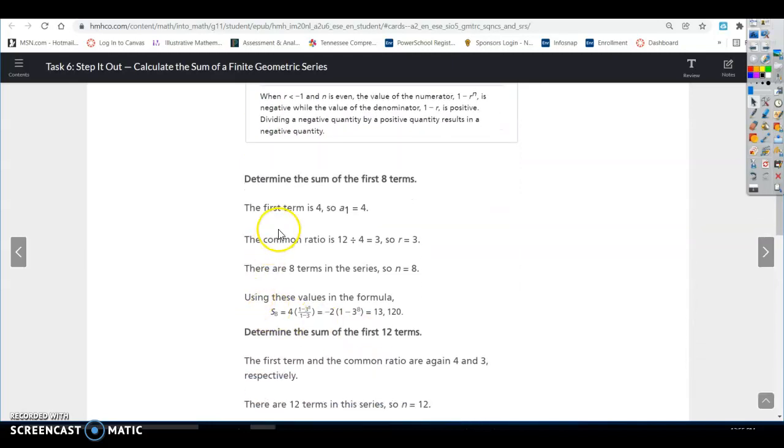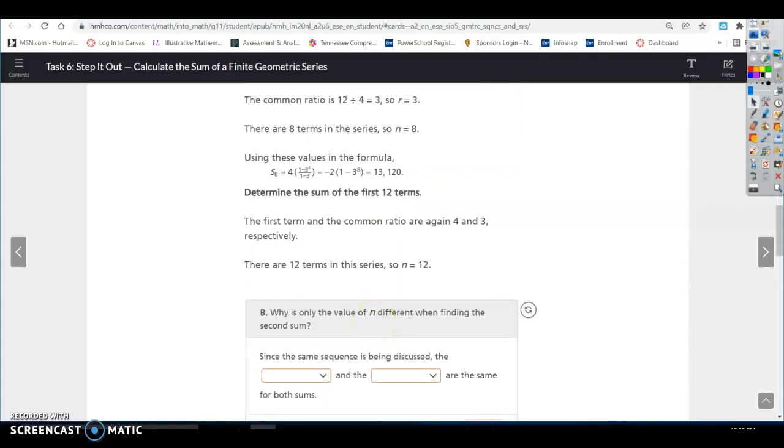All right, so determine the sum of the first 8 terms. So we already determined the first term is 4, and the common ratio is 3. And for 8 terms, we're going to use n equals 8. So we know these 3 numbers here. We're just going to plug it into the formula.